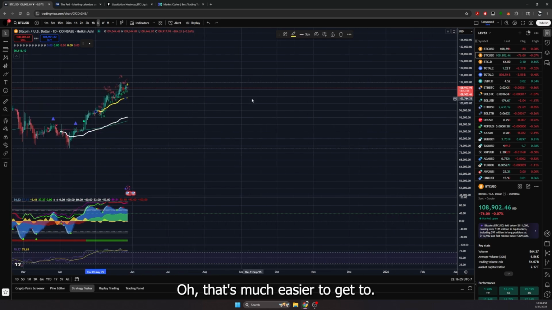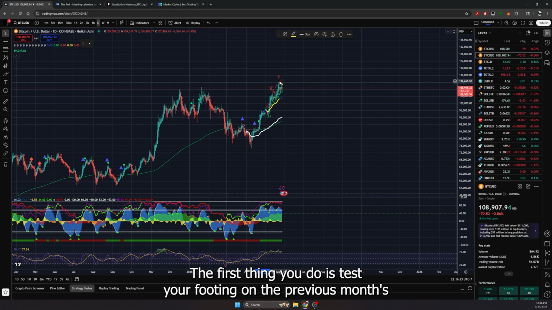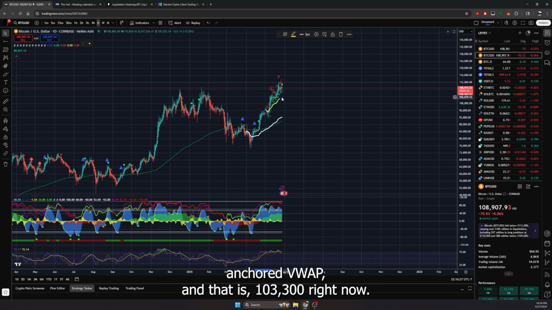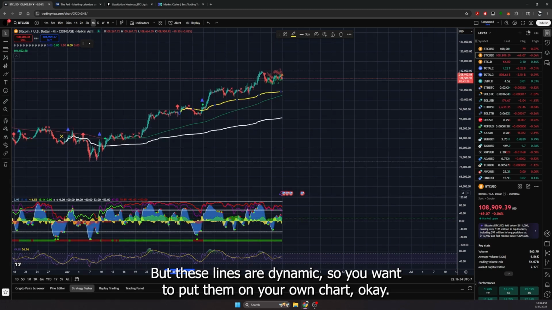Okay. Oh, that's much easier to get to. So you're starting a new month, especially when you're at a new all-time high and the air is thin. The first thing you do is test your footing on the previous month's anchored VWAP, and that is 103,300 right now. But these lines are dynamic, so you want to put them on your own chart, okay?